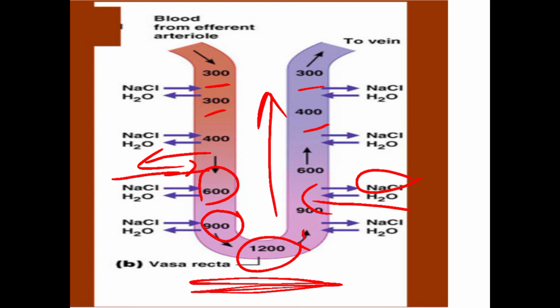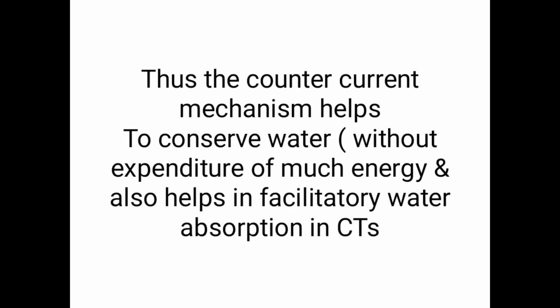Finally, the plasma which is leaving the vasa recta may have an osmolarity of 325 milliosmolar per liter. You can see it goes on decreasing from the peak, and when it goes to the vein it becomes only 325. That means the inflow of plasma and the outflow become almost the same. While passing through the descending limb it increases, and while going to the ascending limb it decreases.